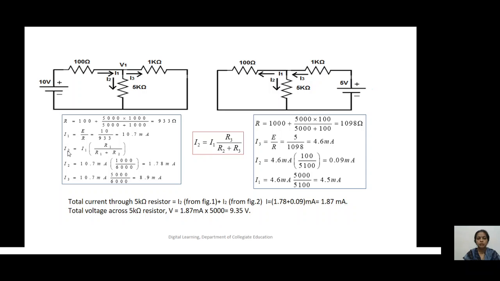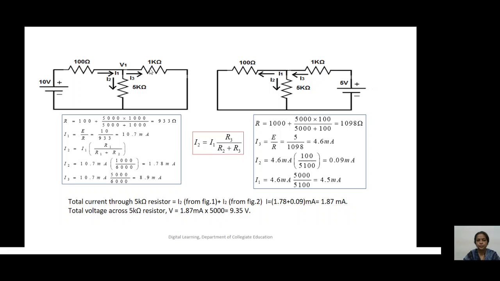To find branch current, we use the branch current formula. Branch current formula is main current into resistance of the other branch divided by sum of the resistances. So if these are the two branches, 5K and 1K are the two branches. Suppose we want current I2, that is current flowing through 5K, then we take main current, that is 10.7 into resistance of the other branch. If we want current through 5K, we have to take the resistance of the other branch, that is 1K, in the numerator, divided by sum of the resistance in the denominator. 5K plus 1K is 6K. So that is equal to 1.78 milliamps.